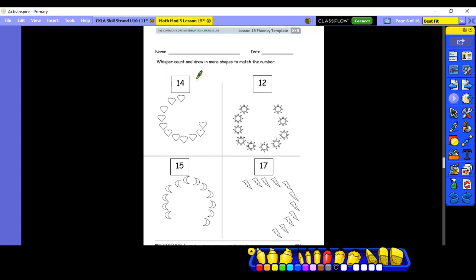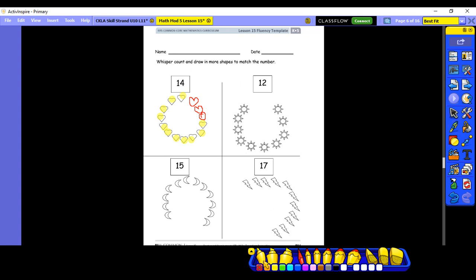We don't have enough to make 14. Let's count how many hearts we see, and then how many more we need to make 14. Ready? 1, 2, 3, 4, 5, 6, 7, 8, 9, 10, 11. Do we have 14 hearts? No way, Miss McKay. We have 11, so let's draw more to make 14. One more than 11, 12, 13, 14. Great job. We have 14 hearts.